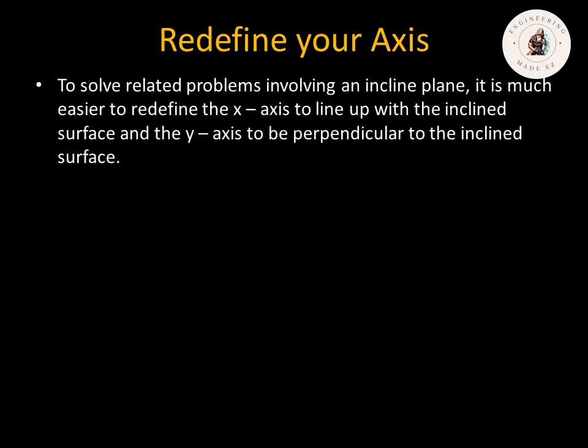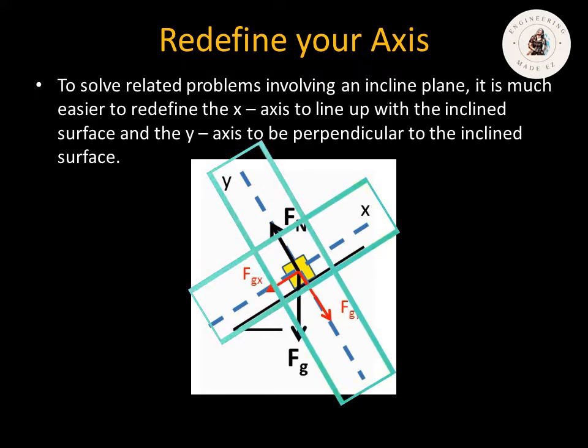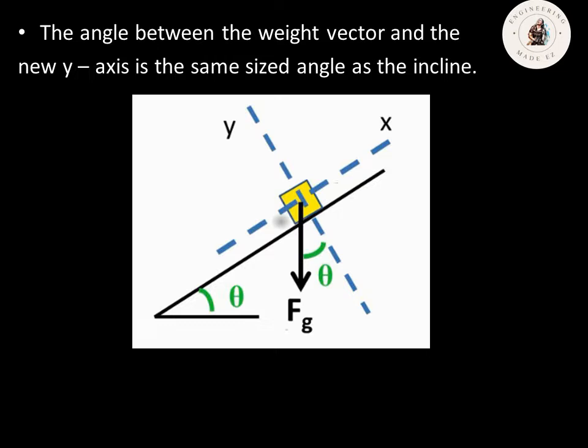To solve related problems involving an inclined plane, it is much easier to redefine the x-axis to line up with the inclined surface and the y-axis to be perpendicular to the inclined surface, as you can see here in the given figure. This makes the parallel component of the weight in the x direction, and this makes the perpendicular component of the weight and the normal force in the y direction. The angle between the weight vector and the new y-axis is the same size angle as the incline.